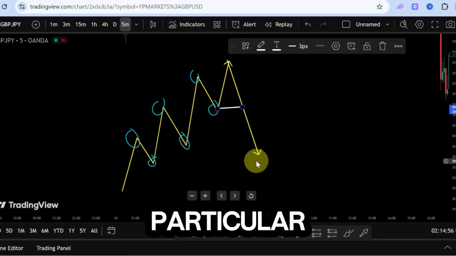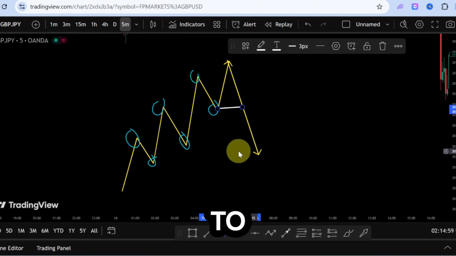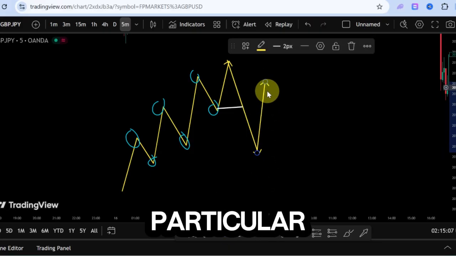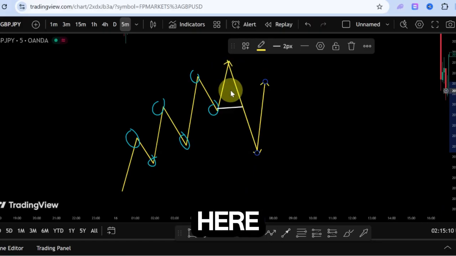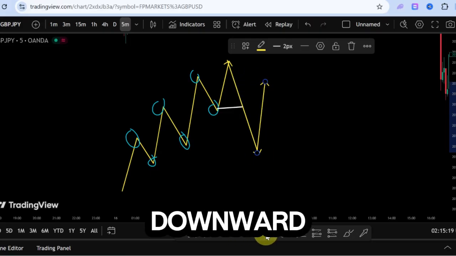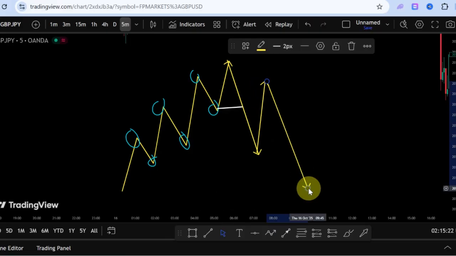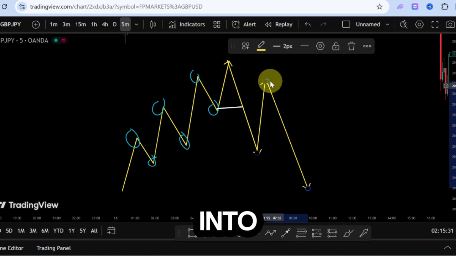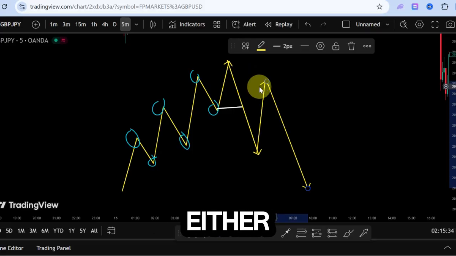If you want to trade this particular market, all you need to do is wait for price to retest, or retrace, and grab this particular internal liquidity. At this place, there is a liquidity right here. You get what you call internal liquidity that we want price to come back and retest or grab before moving downward. So we wait for price to come back into this place, into a particular reference point, either an order block or a fair value gap.